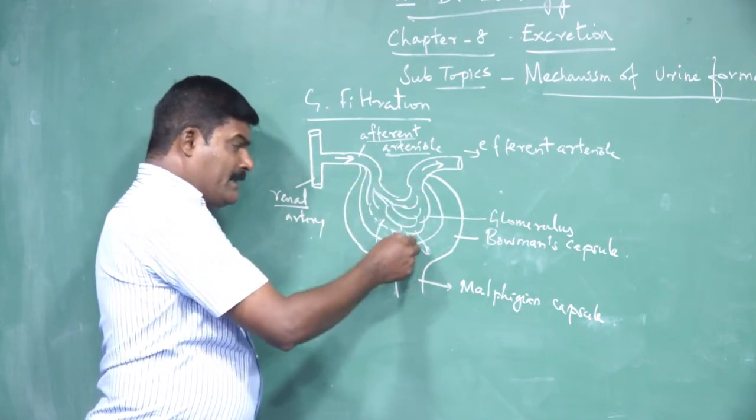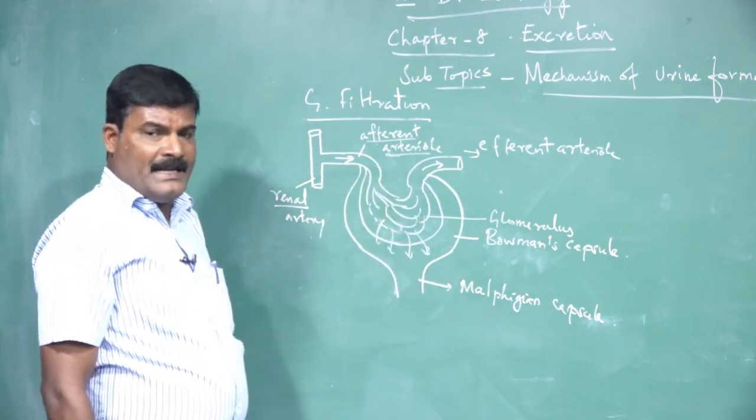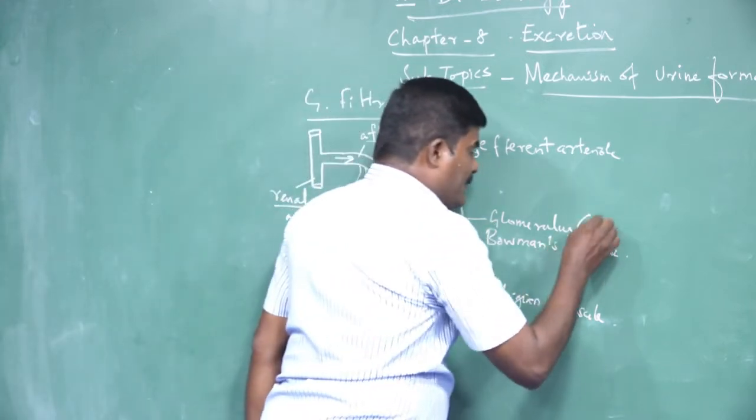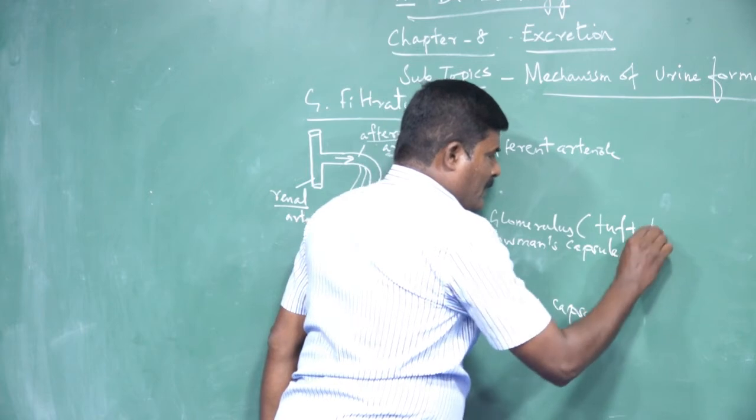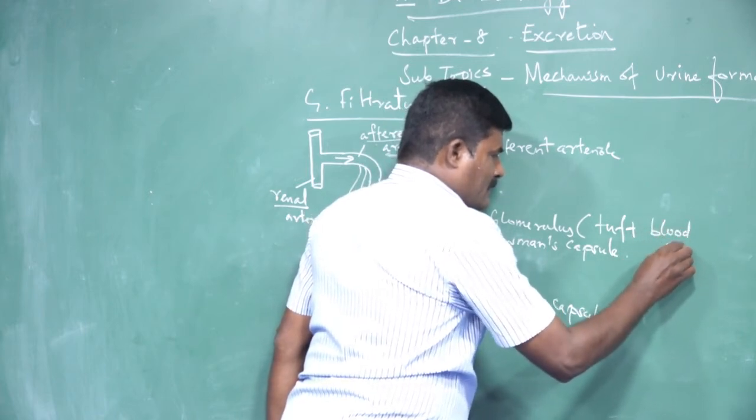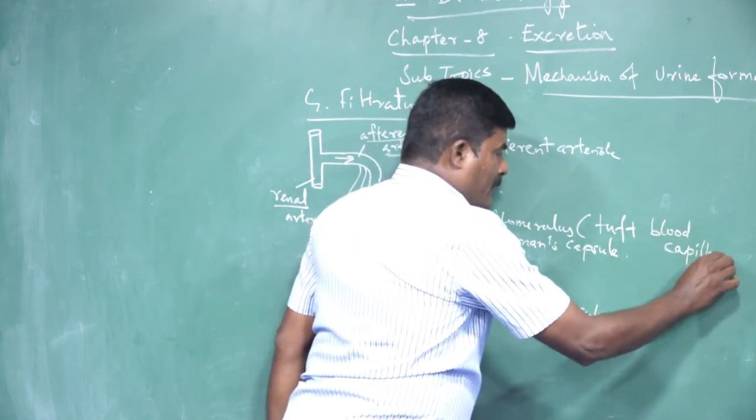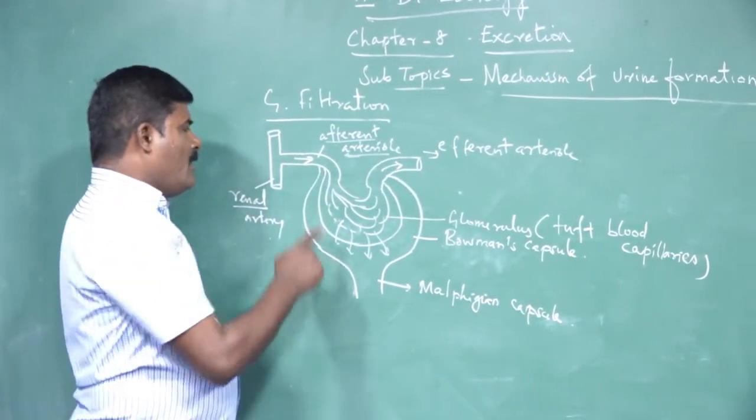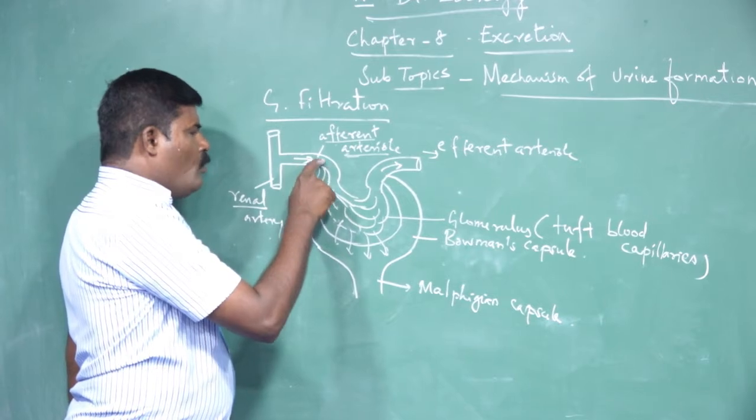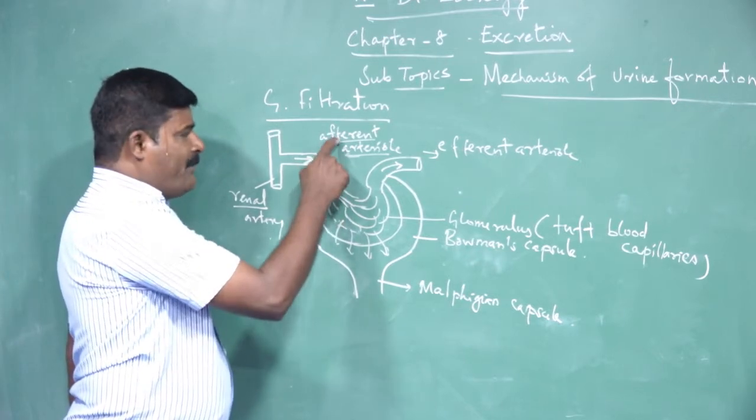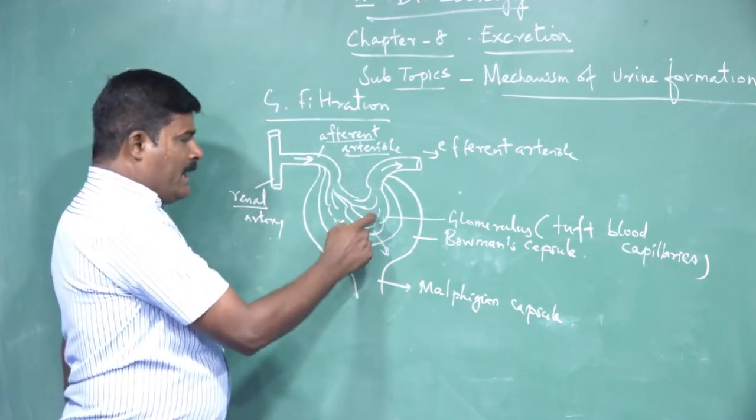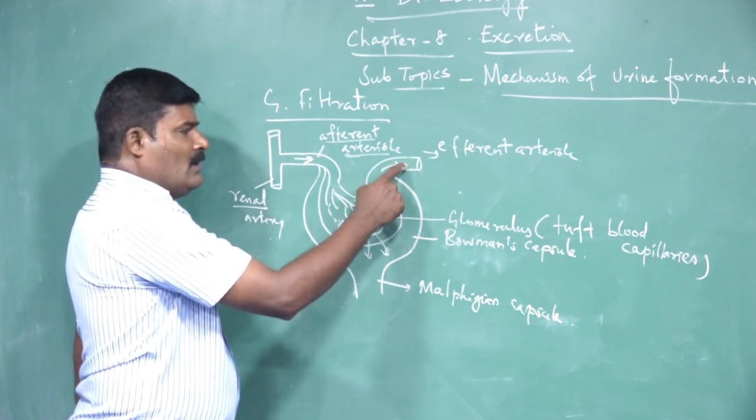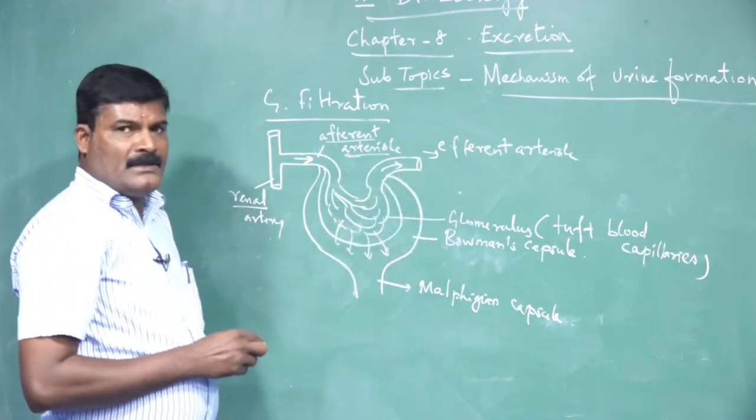The afferent arteriole again divides into many capillaries. These capillaries are called the glomerulus. The glomerulus is otherwise called the tuft of blood capillaries. This is the glomerulus. Here, the blood moves faster with greater force in the afferent arterioles, and it leaves from the glomerulus out of Bowman's capsule through the efferent arteriole, where it is slower.